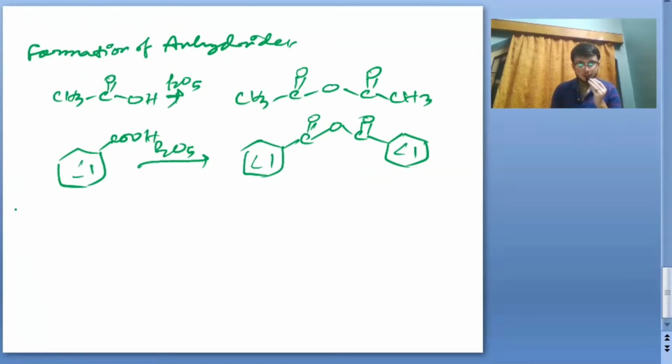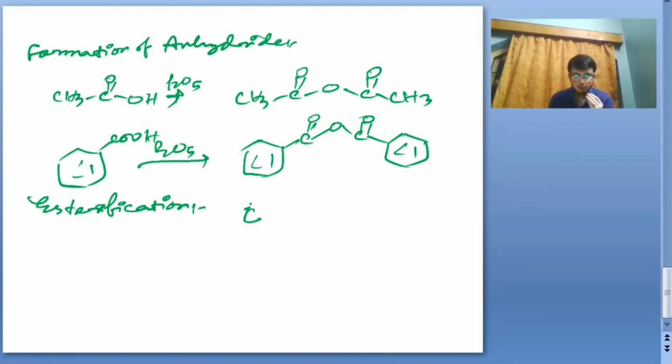Now let us see another reaction that we have already seen in our alcohol video, and that is our esterification reaction. So what is esterification reaction? This group is called ester. This group will be called our ester group. Now let's see how it is formed. If any carboxylic acid reacts with any alcohol, it forms ester.